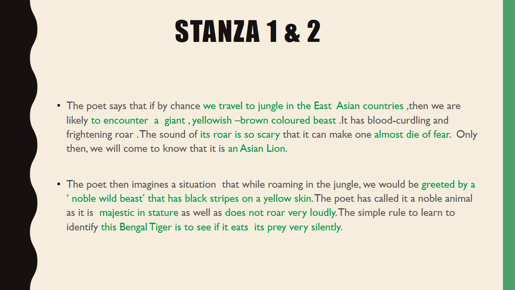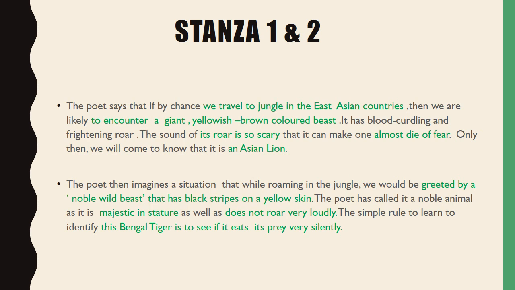As we move on to the stanzas that follow, we find that the poet has created the fun element while talking about how to identify the 6 most deadly beasts of prey. In stanza 1 and 2, she will talk about the Asian lion and the Bengal tiger. The poet says that if by chance we travel to the jungle in the East Asian countries, then we are likely to encounter a giant yellowish brown colored beast. It has a blood-curdling and frightening roar. The sound of its roar is so scary that it can make one almost die of fear. Only then will we come to know that it is an Asian lion.